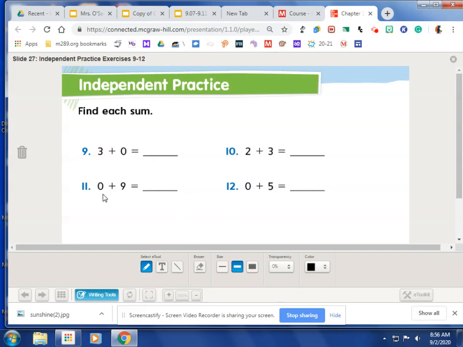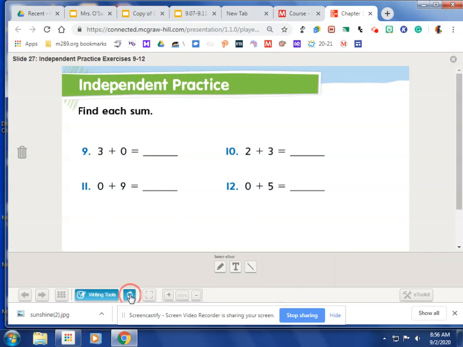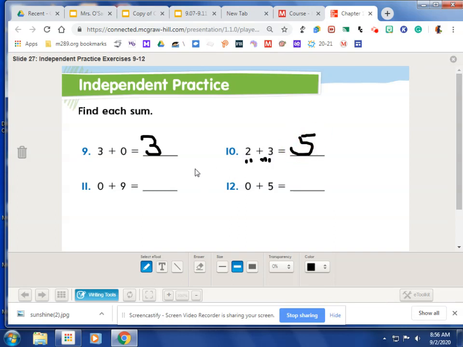Okay, welcome back. Let's see if you got the right answers. I am only going to show you, okay, 3 plus 0 equals 3. 2 plus 3, and you may have used models here. If you did this, it was a good strategy for now until we learn even better ones. So 2 plus 3 equals 5. Did you get tricked up? I hope not. 0 plus 9 equals 9. And 0 plus 5 equals 5. That should be the answers that you got.